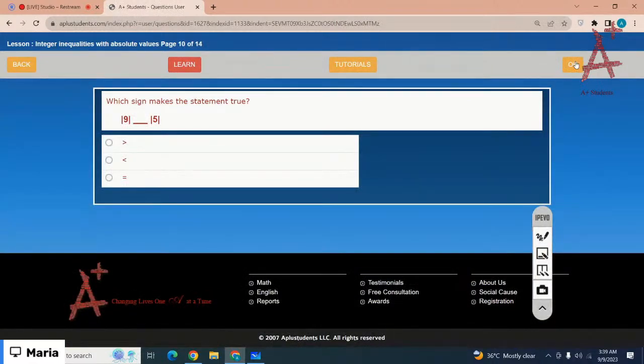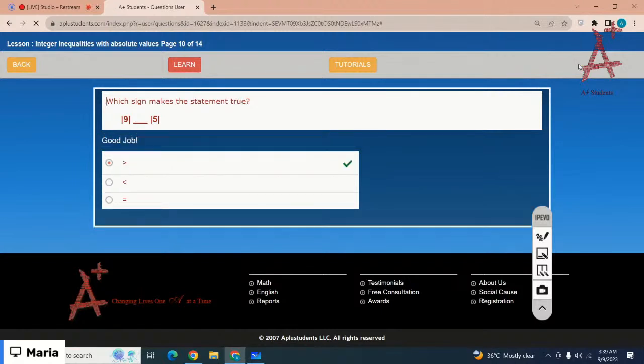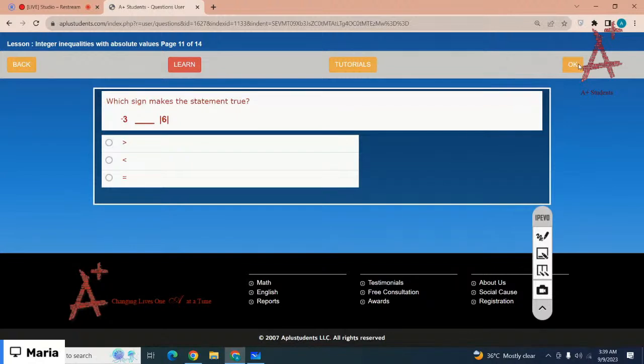Which sign makes the statement true? Absolute value of 9 and absolute value of 5. So, which is the correct option? Yes, 9 is greater than 5. Which sign makes the statement true? -3 and absolute value of 6. -3 is less than absolute value of 6, right?